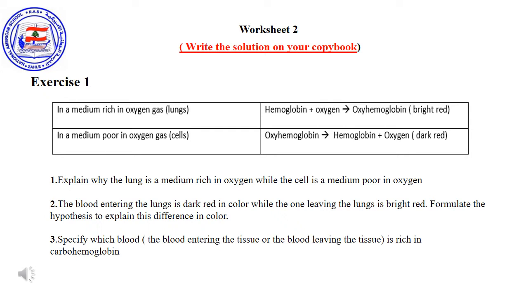Let's read the table. In a medium rich in oxygen gas, lungs, hemoglobin binds to oxygen to form oxyhemoglobin and the color of the blood is bright red. However, in a medium poor in oxygen gas, which means that here we are talking about the cells, oxyhemoglobin dissociates to produce hemoglobin and oxygen because our cells need oxygen, and the color of the blood is dark red.